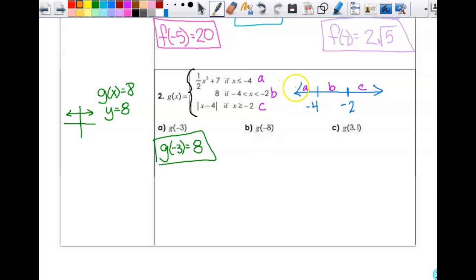-8 will be over here, so it goes with A. So I'm going to have 1/2 times -8 cubed plus 7. Okay, so the first thing I want you to ask yourself is, when I cube -8, whatever the number is that I get, is that positive or negative? Negative. So I know it's a negative.